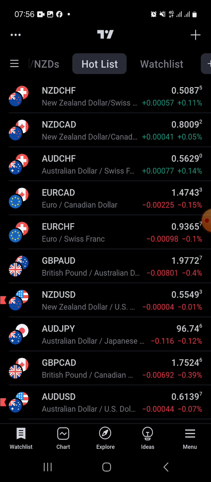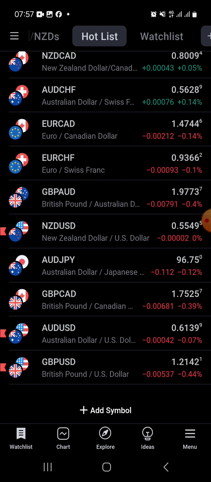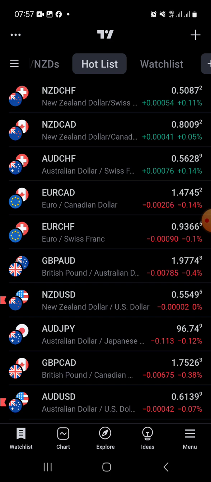This morning I shall be running you through what we have for this week, and here on my hot list for this week are these pairs. You can see it on your screen: the New Zealand dollar versus Swiss franc, that is NZD-CHF, then NZD-CAD, from there down to GBP-USD. Altogether we have about 11 pairs to analyze together, and I would want to run through this in the next 20 minutes, at most 30 minutes. So let's get started.